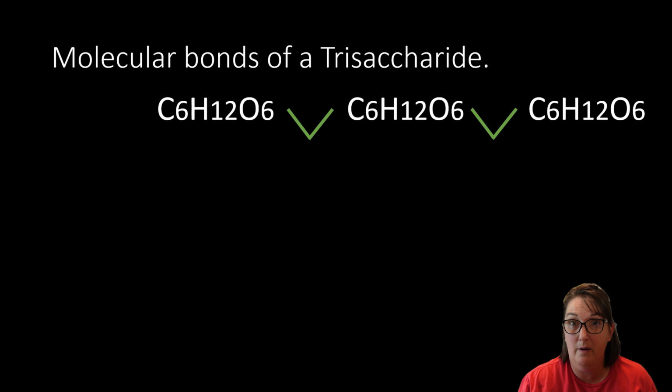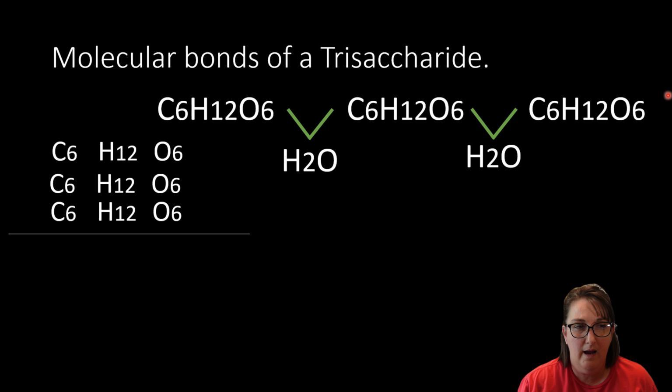So if you want, go ahead and pause it, and you guys can figure out my molecular formula. If I was going to bond these together, what would be my formula? So I'm going to add together my 3 monosaccharides. I take out my water, and I have to figure out what I've got. So I'm going to have 3 sets of carbon. So I'm going to have carbon 18. Hydrogens will be 36. Oxygens will be 18.